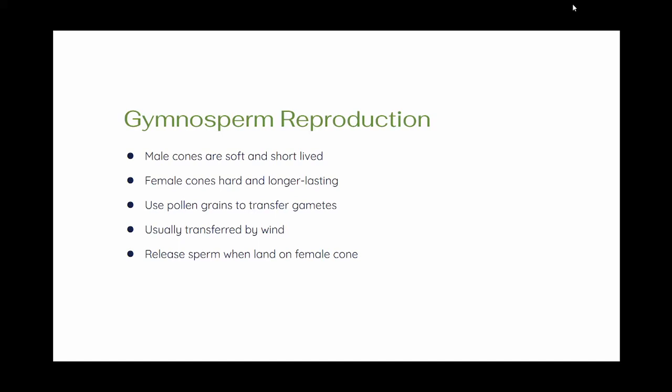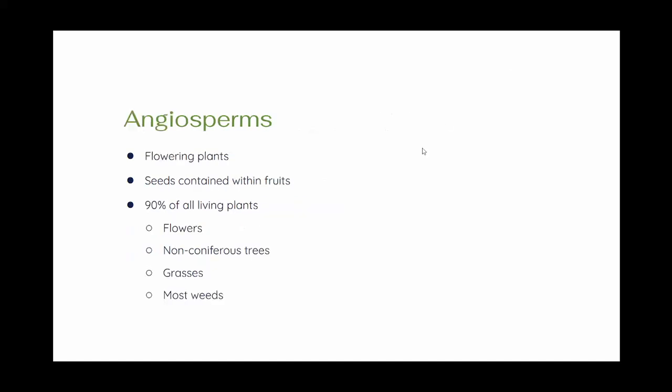That is basically it. Alright, angiosperms. Angiosperms are flowering plants that literally make up maybe even higher than 90% of your plant species. Their seeds are enclosed in fruit. So like strawberries or tomatoes or anything that is coming from a seed is fruit. They protect the seeds and aid in dispersal. They include non-coniferous trees, grass, weeds, whatever.